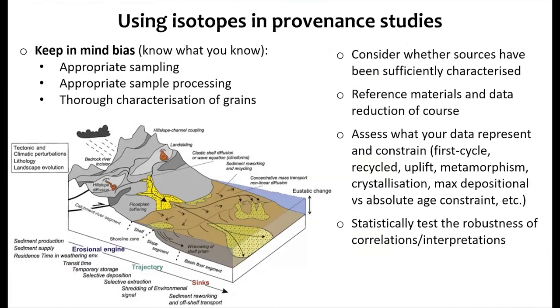You need to think about what your data actually represents. Is it first cycle, recycling? Is it uplift, metamorphism, crystallization? Whether the source region is felsic, mafic, this is all going to have different interpretations. And then you just arm wave as much as you want, because it's likely that you haven't characterized it, and no one knows everything. There's always room in sedimentary systems for a bit of arm waving.